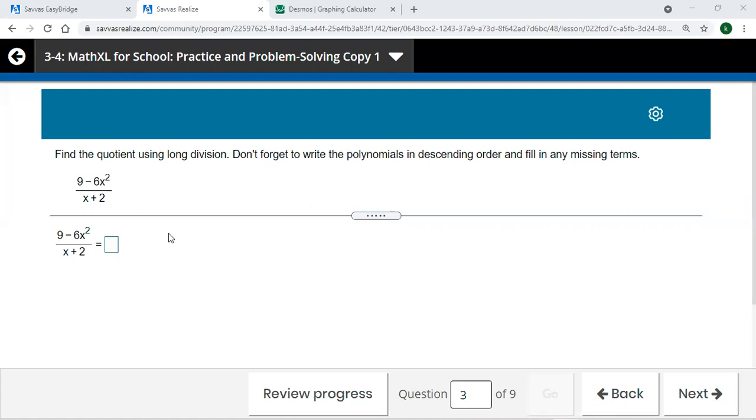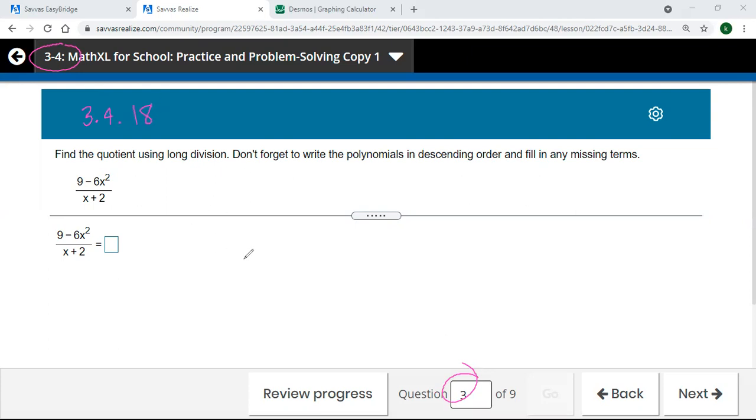All right, keeping on here. We are in Savas Algebra 2, lesson 3.4. Third of the way through after this one.